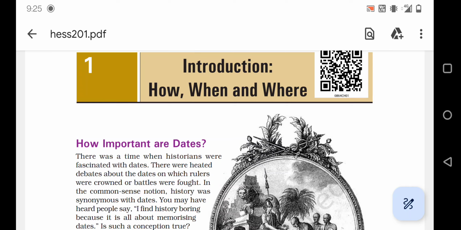And when we are saying when, it means we are talking about dates, what dates were important that we will be considering in this chapter. Then where all these things were happening, how it was connected with the dates, how it was connected with the chain of events. So we'll be talking about all this.